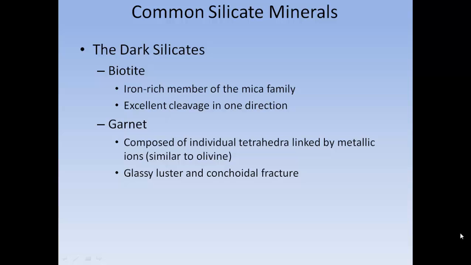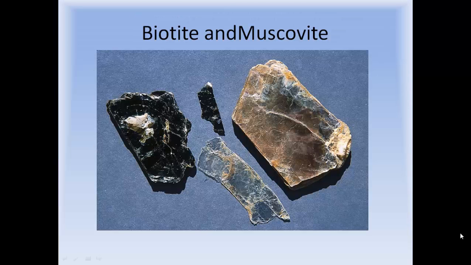Dark silicates also include biotite. This is your dark, iron-rich member of the mica family, with excellent cleavage in one direction; you peel apart in sheets. And garnet, composed of individual tetrahedra linked by metallic ions, similar to olivine. It has a glassy luster and conchoidal fracture. Here's a picture of biotite and muscovite.